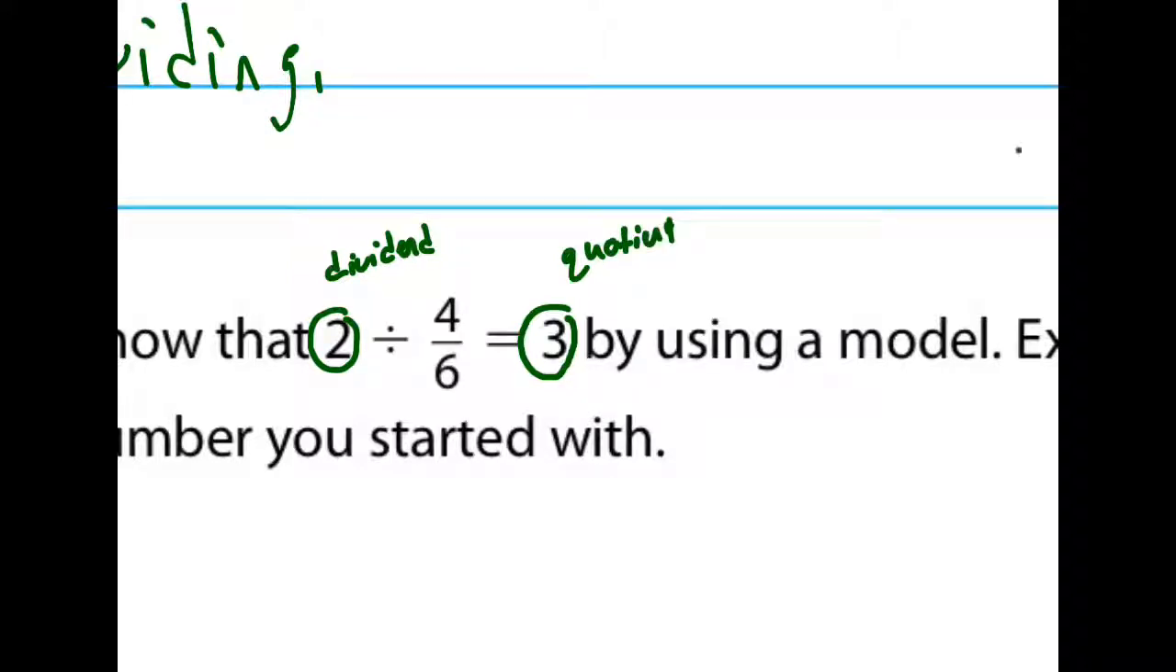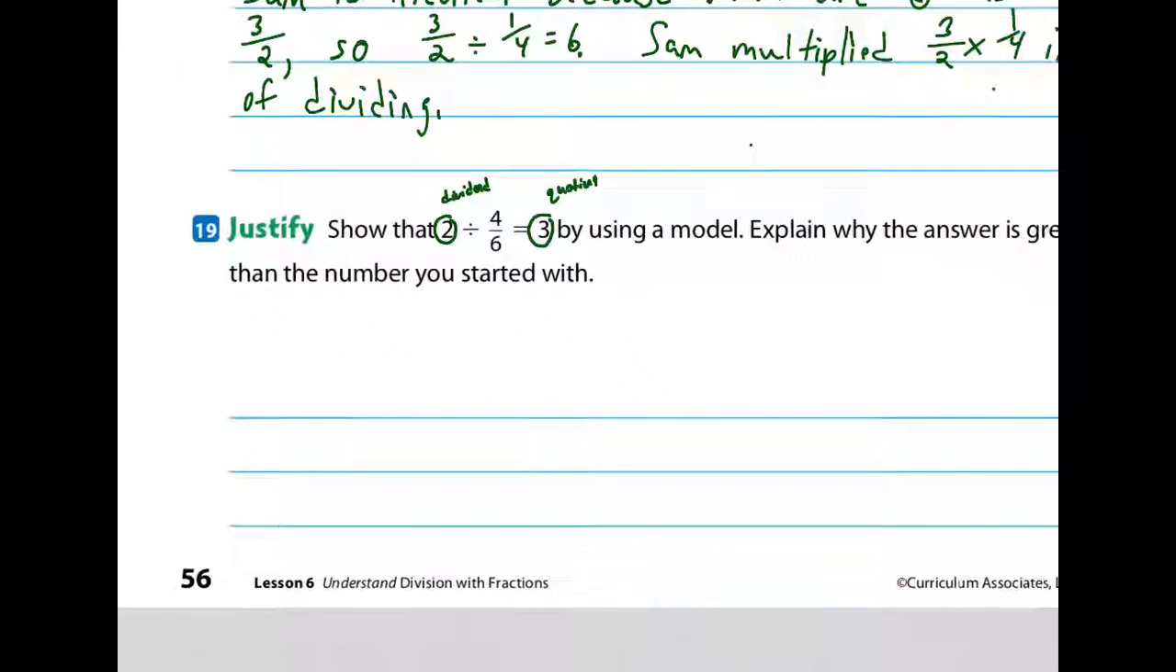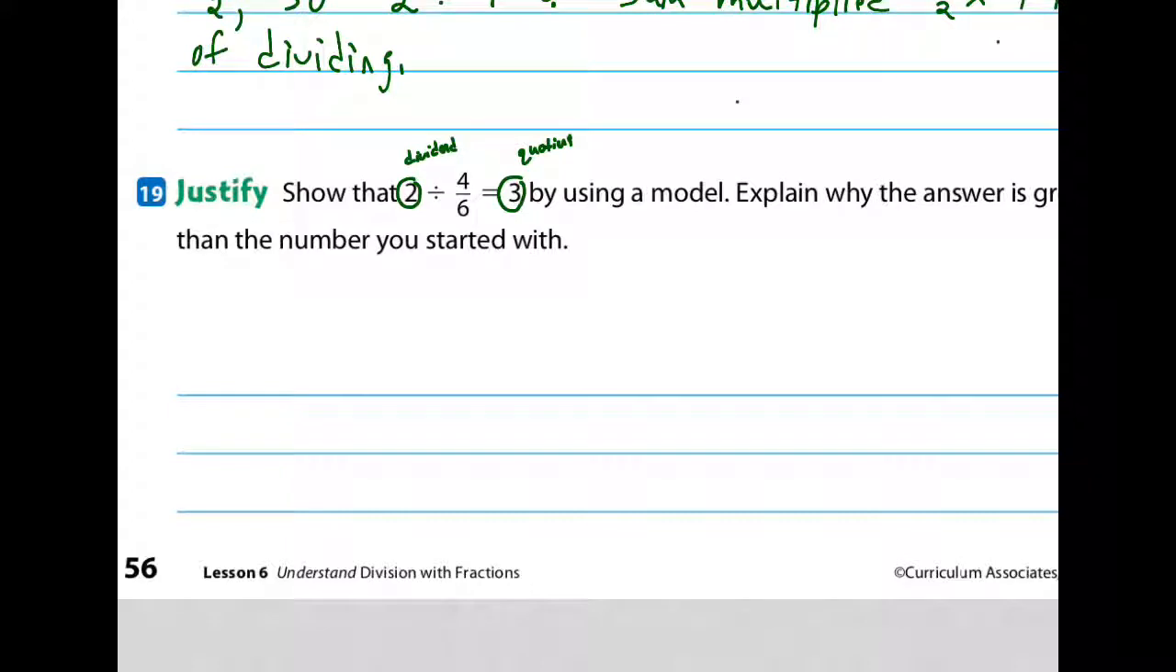So why the heck is 3 bigger than 2? I thought when you divide something, doesn't that make the number smaller? Well, in this case, it made it bigger. All right, so I'm going to get you started with a model.